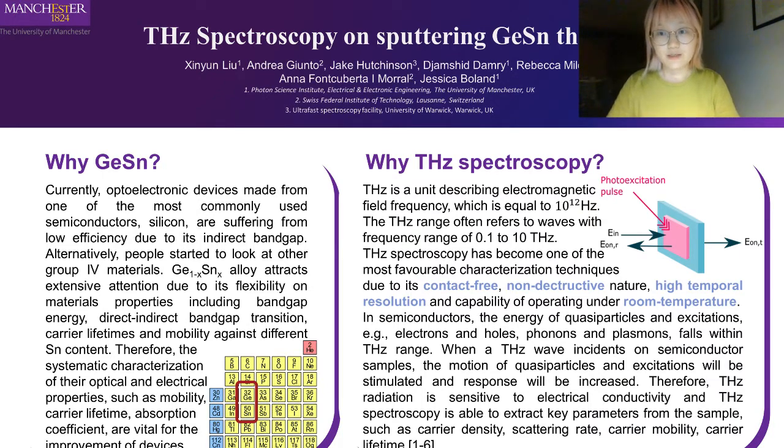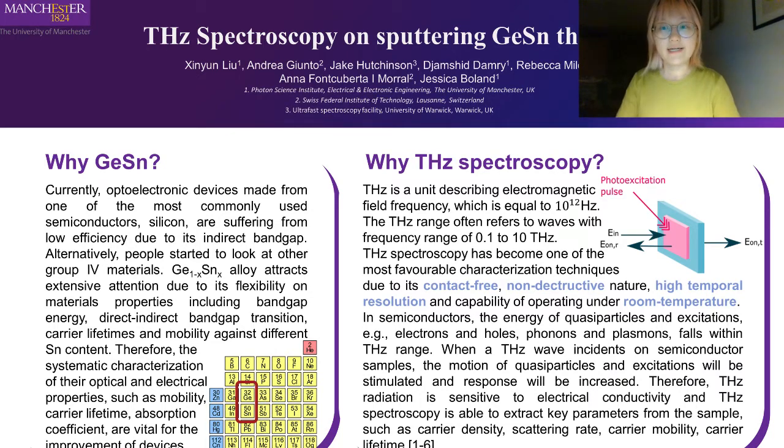My submitted poster is terahertz spectroscopy on sputtering germanium thin films. The reason why we study germanium thin film is, as we all know, silicon, although it is the most commonly used semiconductor material, suffers from low efficiency due to its indirect bandgap. Then we started to look into other group 4 materials, in this case germanium and tin. Germanium by itself is still indirect bandgap, but by putting tin into it to form an alloy, the bandgap will change into direct bandgap.